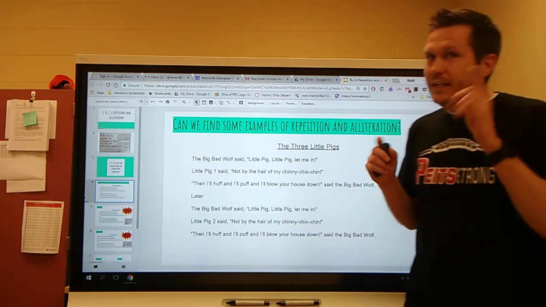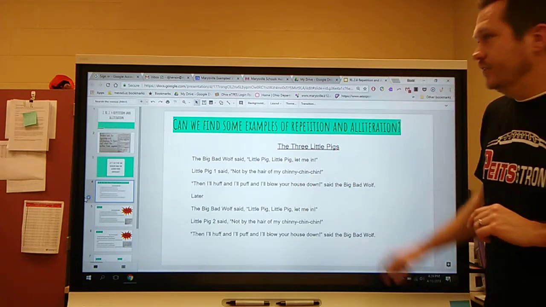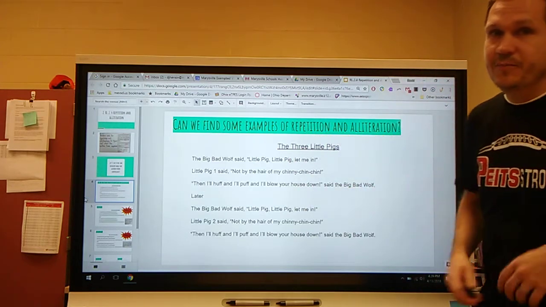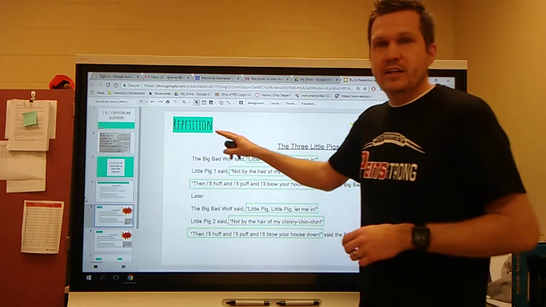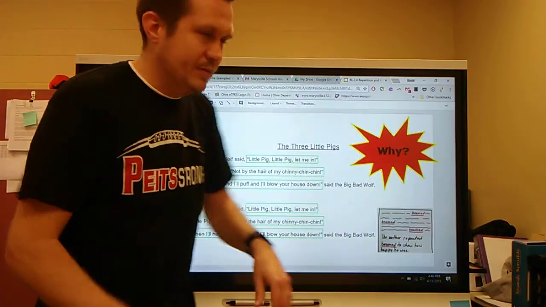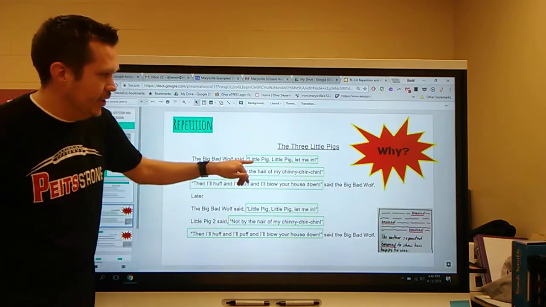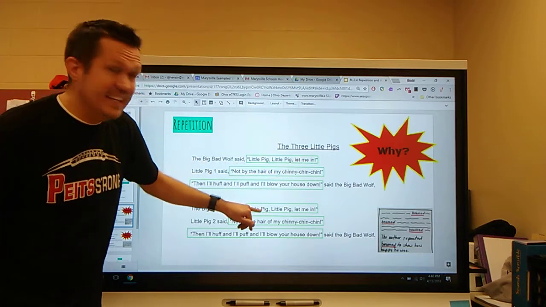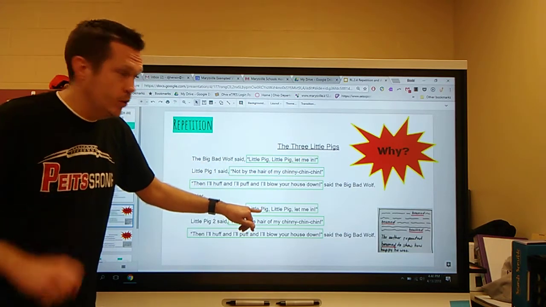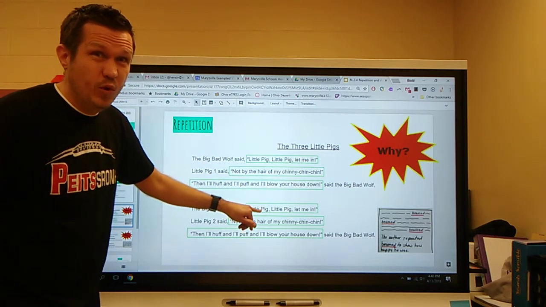If you were looking and listening, you probably noticed some different examples of repetition and alliteration. The author did that for a reason. Let's take a look. All right. So here, let's look at repetition first. You probably already saw some, but here we go. You can see here the author repeats this line, little pig, let me in. He repeats it again here. Ooh, that's telling me as a reader something important with that.